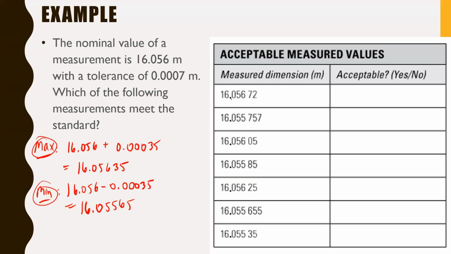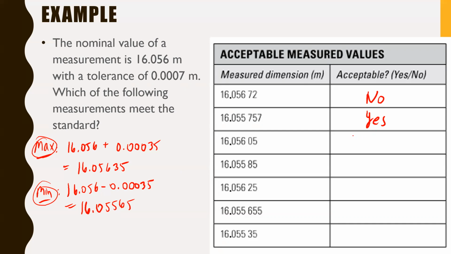Let's take a look at this first one, 16.05672. Well, because of the 7.2 down here, that looks like it's actually bigger than our maximum. So no, that one would not be acceptable. What about this next one, 16.055757? Holy smokes. Well, that looks like it might actually be a little bigger than this number, but smaller than our maximum. So yes, that would be acceptable.